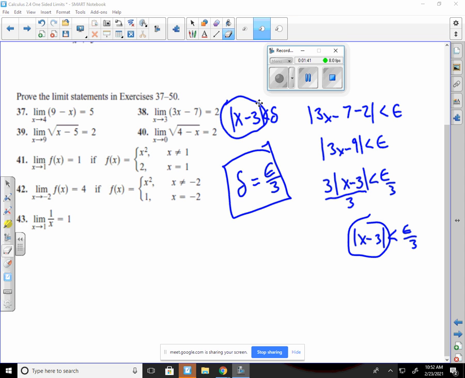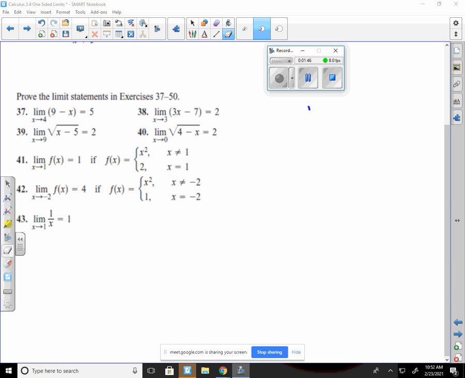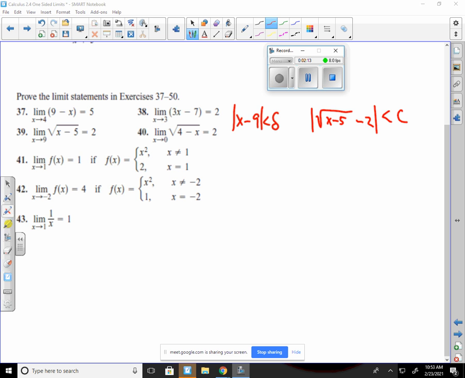All right, on to the next one. Number 39. Here I'm going through the same process again. I have the absolute value of x minus 9, and if I'm looking at my delta, it is less than delta. And then if I'm looking at my other one, it's the absolute value of the square root of x minus 5 minus 2 is less than epsilon.